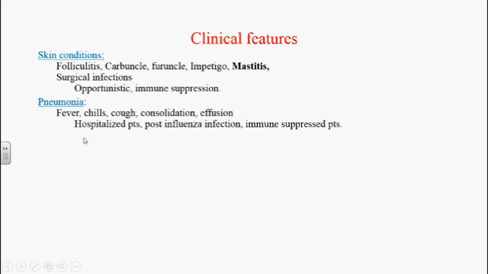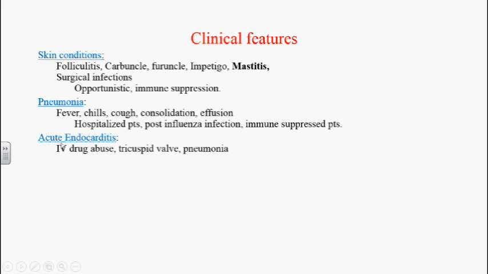It can cause pneumonia, especially in hospitalized patients or people with post-influenza viral infection or cystic fibrosis. It is not written here, but cystic fibrosis and immune compromised patients are prone. In pneumonia, we can see patients suffering with fever, chills, cough, consolidated lungs, pleural effusions, and cavity formation of the lungs.